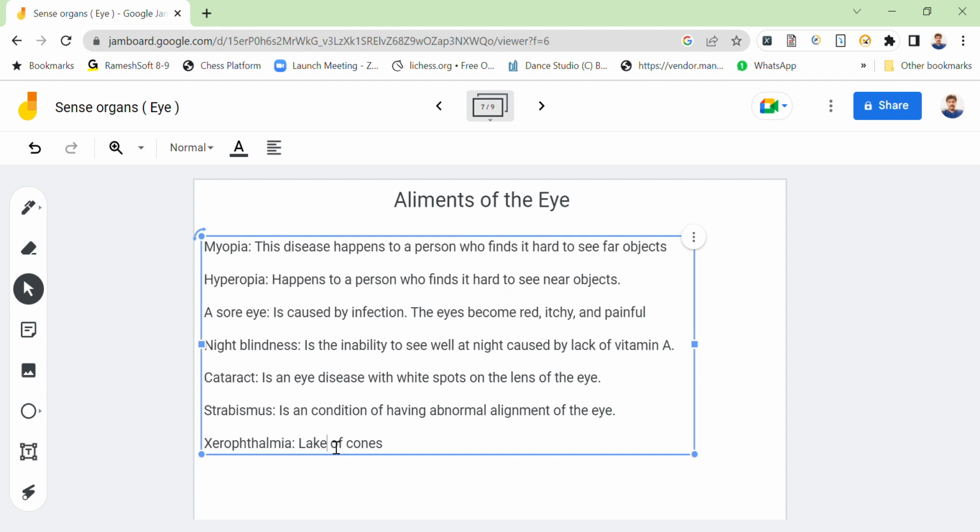Okay, now that's it. There are more diseases, but these are the most popular ones. So that's it for the eye.